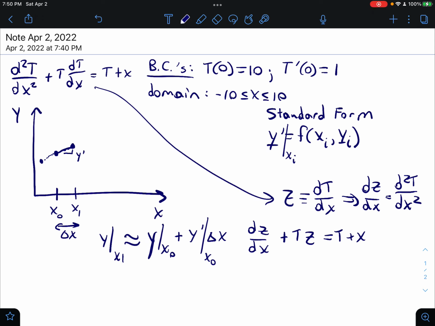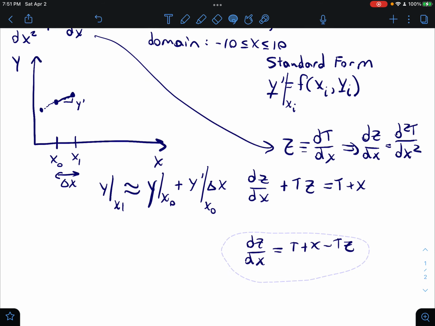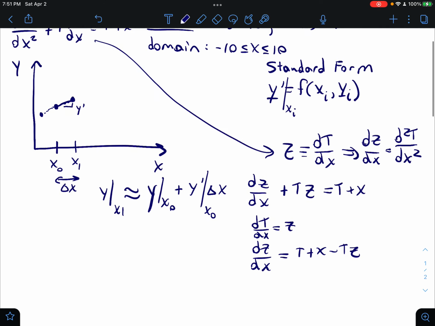And I can also say dz dx equals t plus x minus tz. So this equation is not sufficient because we started off with one thing that we wanted to calculate, one dependent variable, t, temperature perhaps, and then we invented z, which also depends on x. Now we have two dependent variables, so we need a second equation. That second equation is already here, except let's just write it out. dt dx equals z. So this is my system of differential equations.